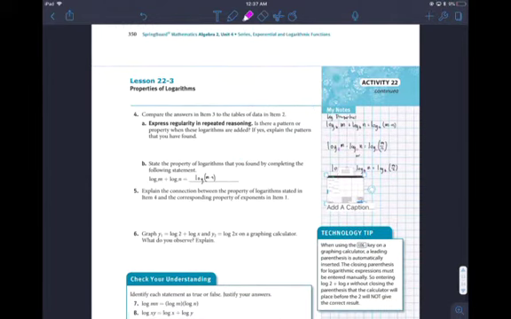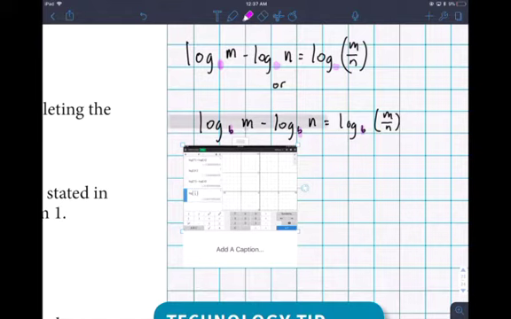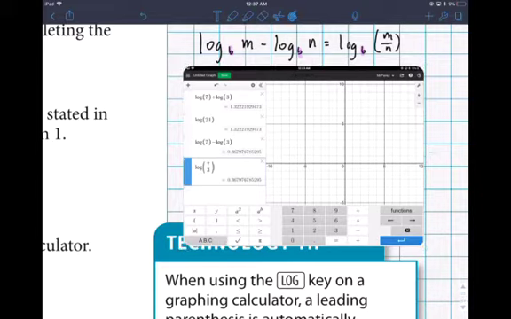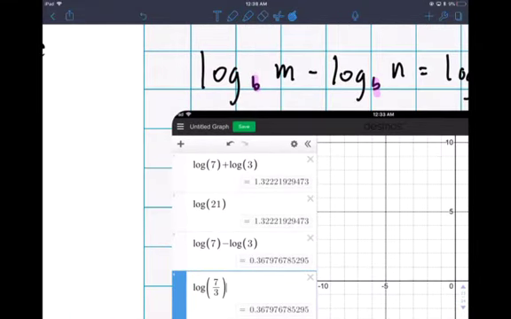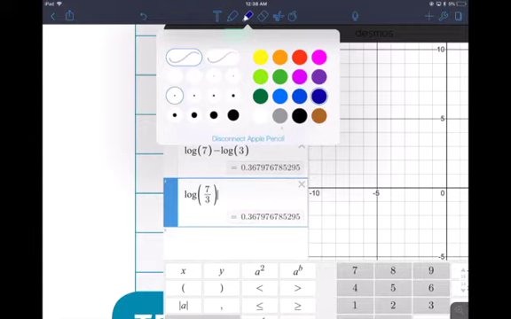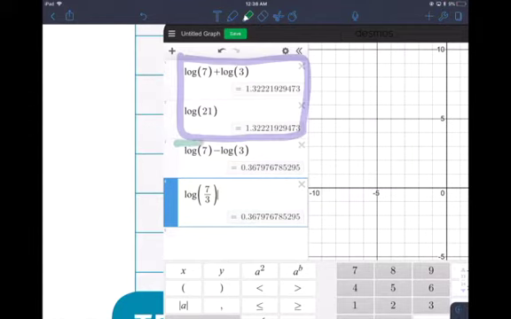As a reference, in our notes I'm going to put that in here so that we can remind ourselves. We used decimals to show that that's true. Again, when we add, we get the same results, and when we subtract, we also get the same results. So those are two properties of logarithms that we're going to be looking at.